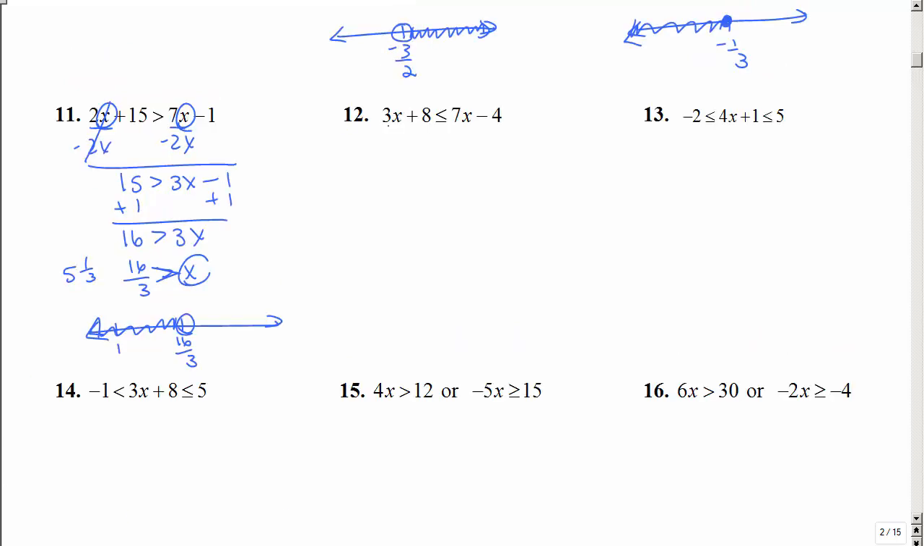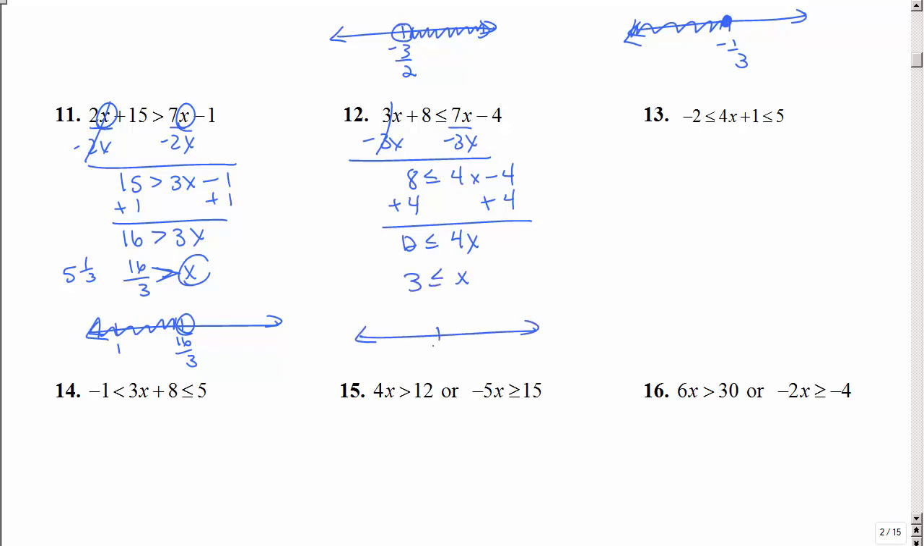I'm going to do the same thing on number 12. Since my 7x is bigger, I'm going to move my 3x so my x's stay positive. And I'm dividing by 4. But I still have to read this from x. X is greater than or equal to 3.